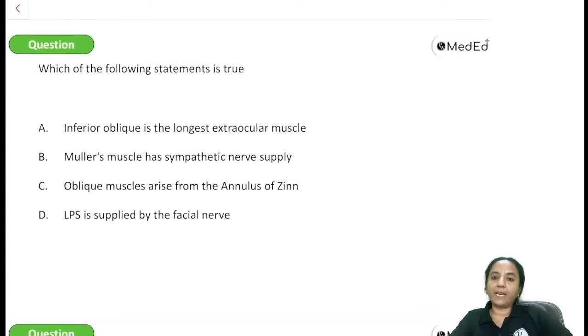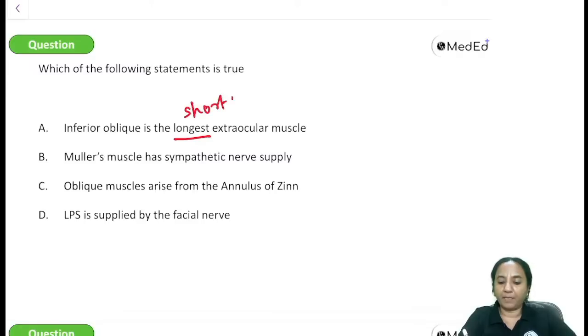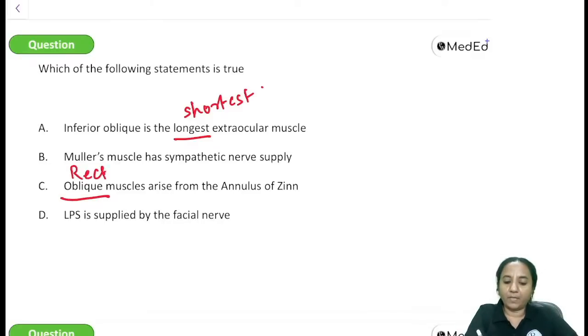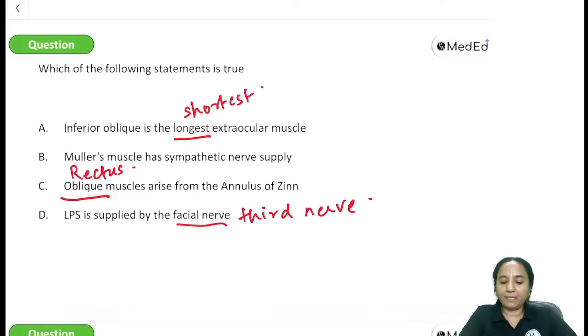Which of the following statements is true? So, which of them is correct? Inferior oblique is the longest extraocular muscle. This is wrong. Why? Inferior oblique is the shortest extraocular muscle. Oblique muscles arise from the annulus of Zinn. This is also wrong. The rectus muscles arise from the annulus of Zinn. LPS is supplied by the facial nerve. This is wrong. LPS is supplied by the third nerve. So what is correct is this, that Muller's muscle has sympathetic nerve supply.